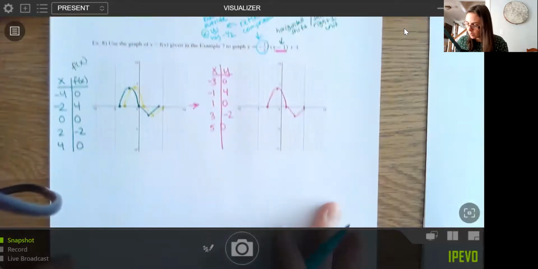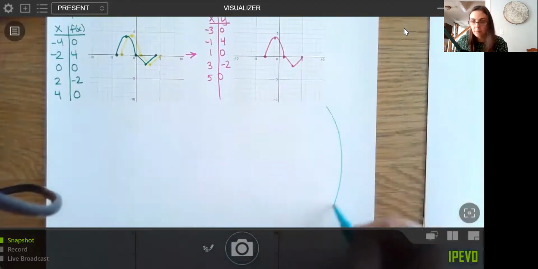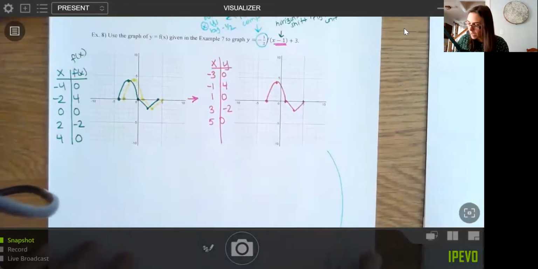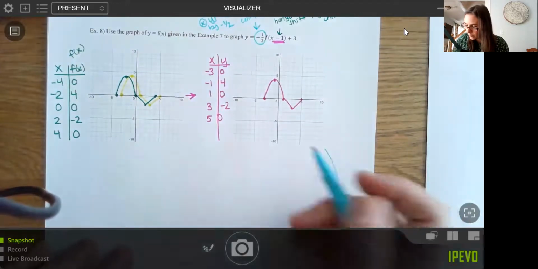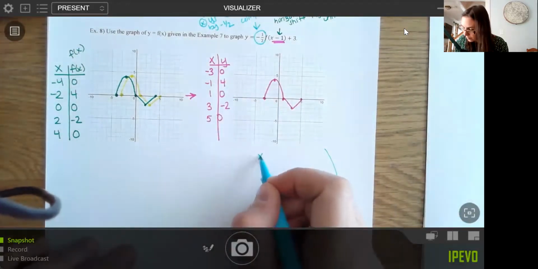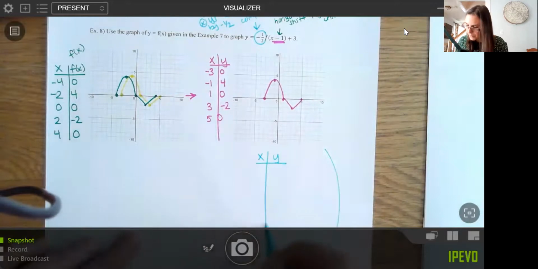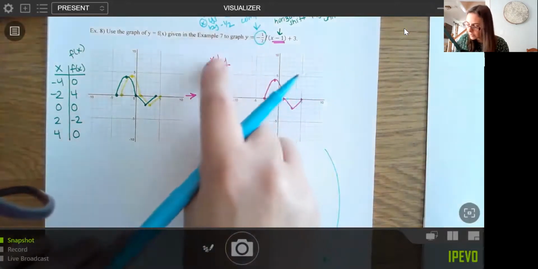Okay. So I'm going to go this way. We'll go down this way. I want to do blue here. So I'm going to redo my table. Okay. Now my x's are going to stay the same.